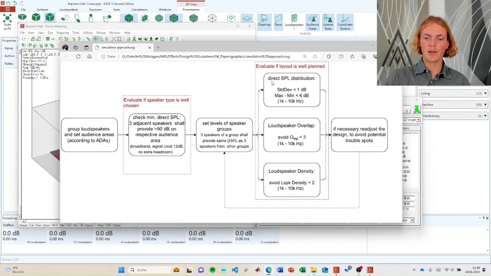Then we have a look at the direct SPL, the loudspeaker overlap or the loudspeaker density, and we set some values that we want to achieve. The last step, of course, is that if there are some trouble spots, rethink the design, do some adjustments and go through the simulation again.